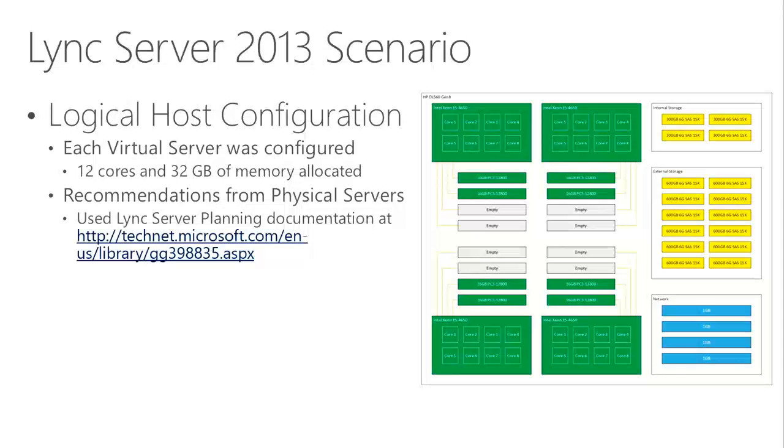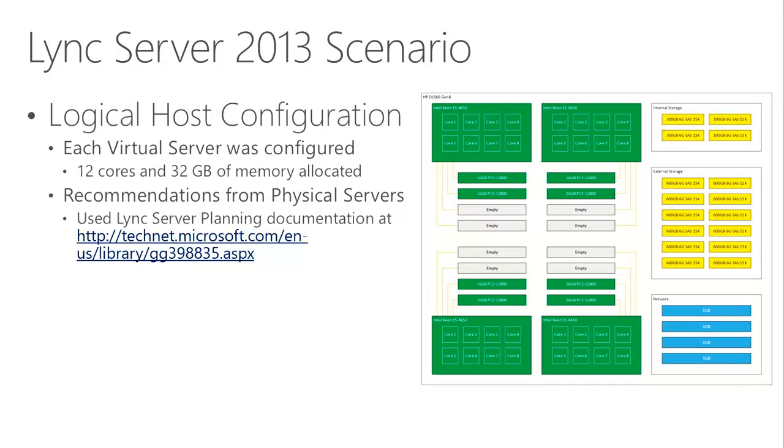So here's a layout of one of the hosts that we did. Each virtual server was configured with 12 cores and 32 gig of memory allocated. We used the recommendations from the physical server specs, the minimum requirements from there, and there's a link for the planning documentation. I'll go into more detail on how we allocated our cores. We have internal storage as well as external storage, and then our network NICs. You'll see shortly a breakdown of the different roles and what host they sat on, and then you'll see why we did the NIC configuration like that.